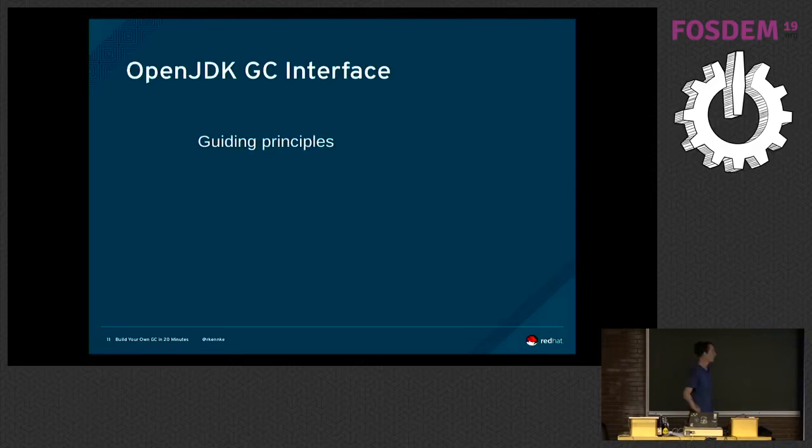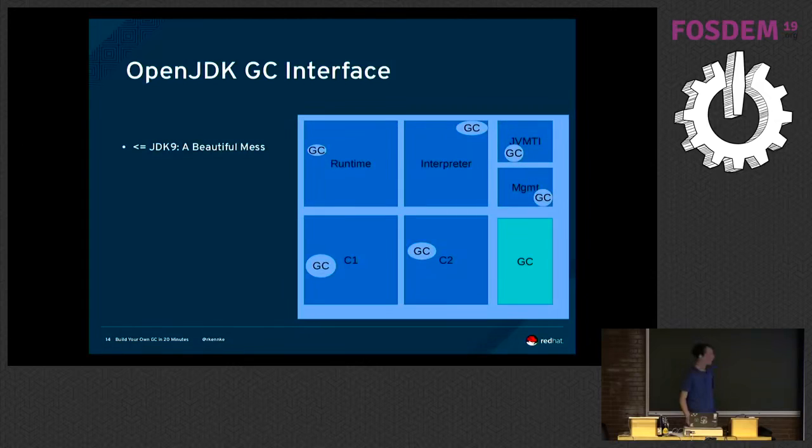guiding principles for the GC interface when we built it were, first of all, that each GC should live in its own source directory, and the GC owns the heap. I'll explain this in a couple of seconds. So when we started with the GC interface, up to JDK 9, we had this mess.